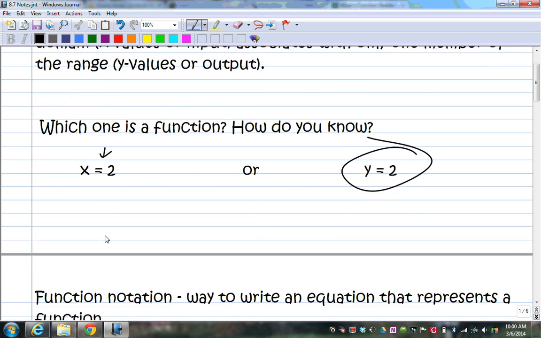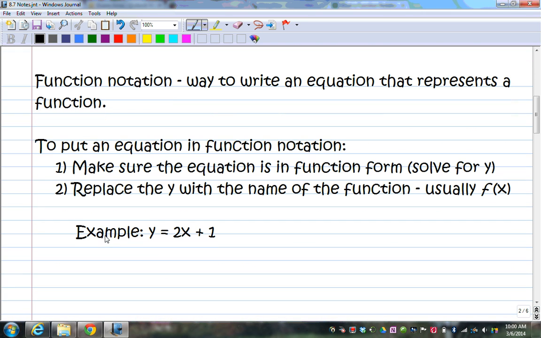Let's move on. Function notation. The way to write an equation in function notation: function notation is just a way of writing an equation that represents a function. First, make sure that it's in function form, and you do that by solving for y. Then replace the y with the name of the function, usually that f of x that you see off to the side here. We name functions with f and g usually.